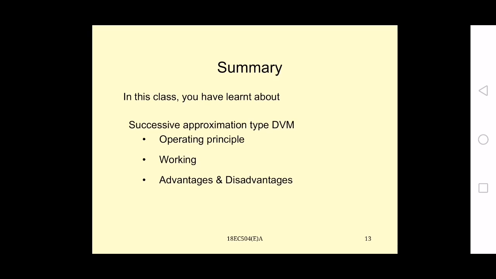And the main disadvantage is that the circuit is complex and costlier, but the main advantage is that noise will be less. In the case of ramp type, the noise is superimposed on the signal, but in this case that will not happen in the successive approximation type register.